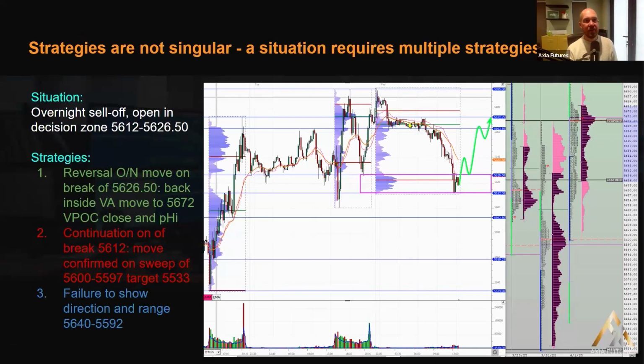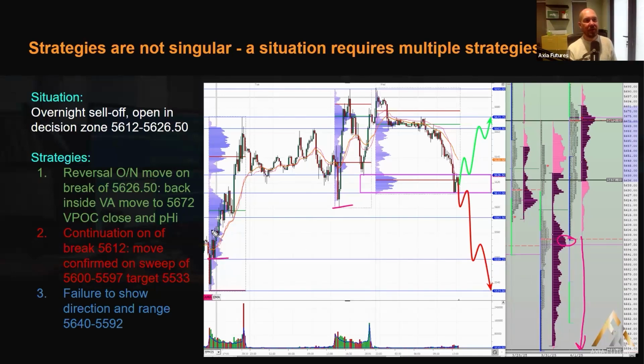This is a continuation of this overnight sell-off. So we've had this overnight drift. And what you're then looking at is a break of 12 and then a continuation down through the previous day's low at 00. And you've also got then this high volume down here. And we're looking for a sweep through this and a continuation all the way down towards 33.